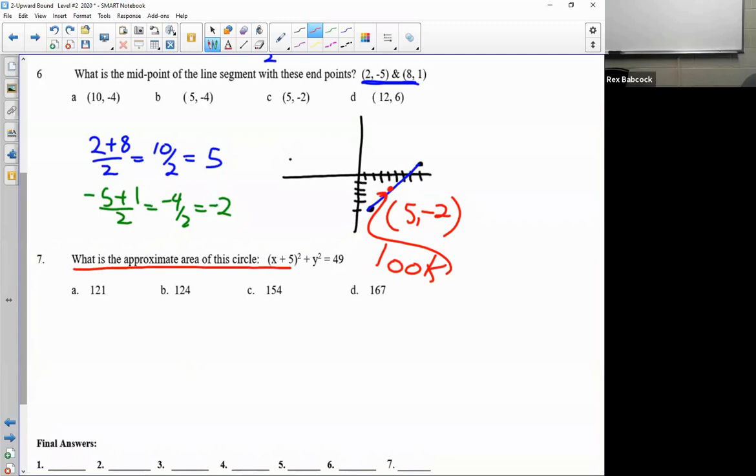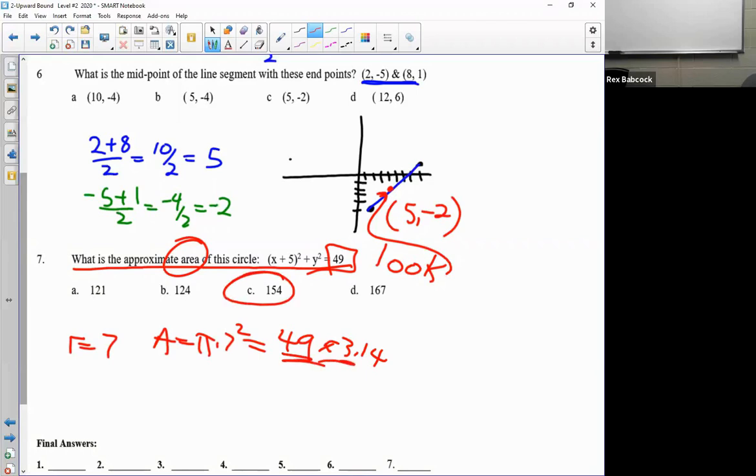What's the approximate area of that circle? All I ask for is area. Got it? See if I can get it. The radius, it's easy again, the radius is 7. So the area equals pi times 7 squared, and that's 49 times 3.14-ish. That's 50 times 3, it's got to be around 150, it's got to be C. We agree on C?